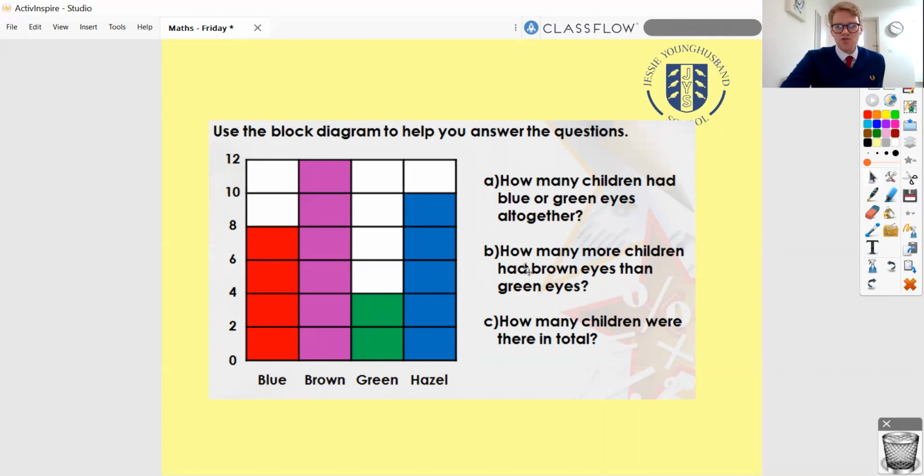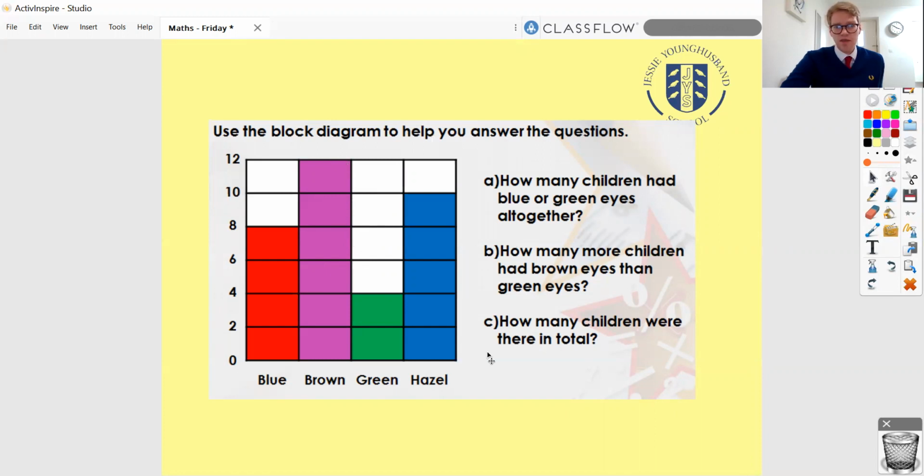How many more children had brown eyes than green eyes? Well, again, let's have a look at the brown eyes line, that's 12. Let's have a look at the green eyes line, that's 4. So we could do a subtraction calculation now, we could do 12 take away 4, or I could count up our missing steps here. I could go 2, 4, 6, 8. Either way, 8 is our answer.